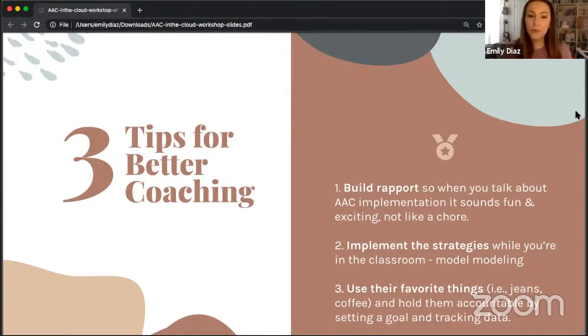If you don't build rapport, they're not going to want to do AAC. It's going to feel hard. It's going to feel like it's not their job. This is for the speech therapist: when she comes in here, she's so bossy, she tells us what to do. You have got to build the rapport so that when you talk about AAC implementation, it sounds fun, it sounds exciting, and not like a chore.